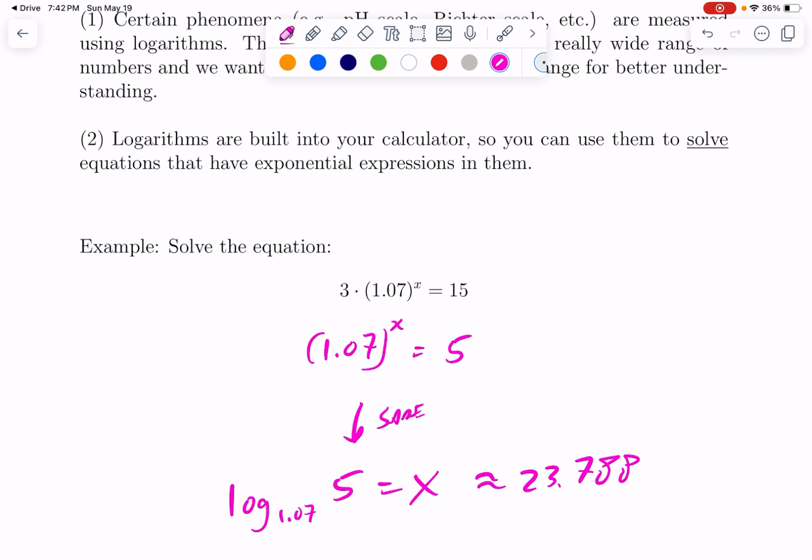Like so many tricky things, sine, inverse sine, square roots, powers, logarithms are built into modern calculators. So simply knowing they exist allows us to solve equations like this.